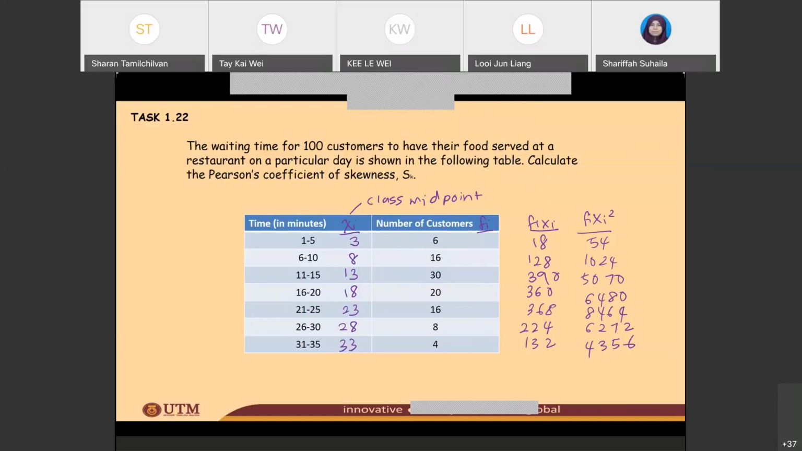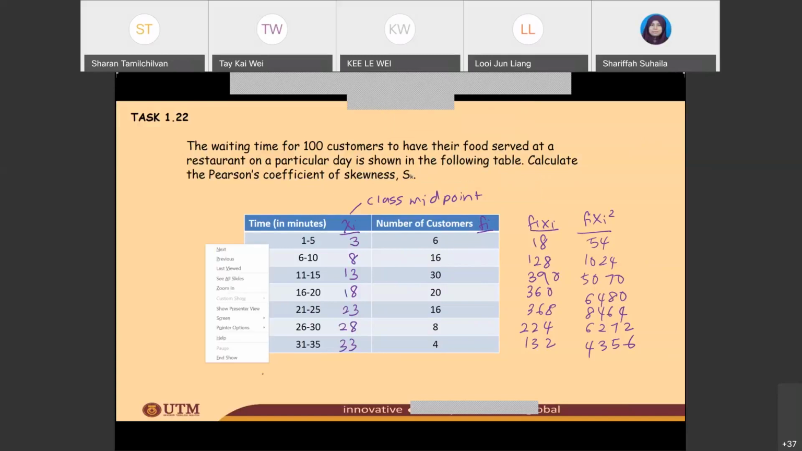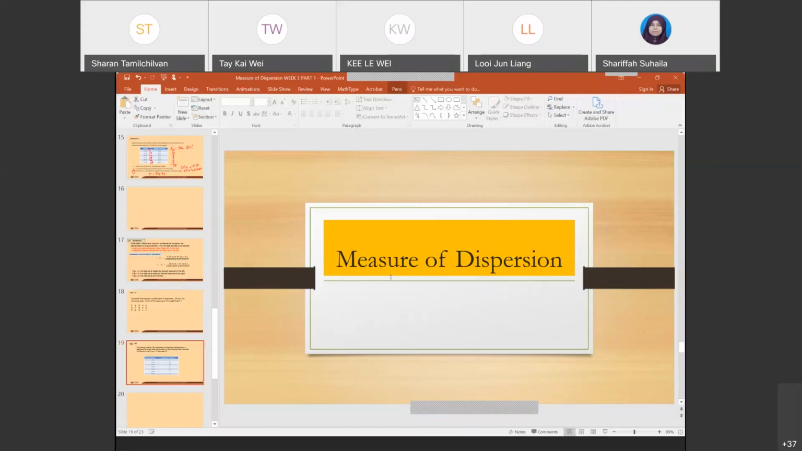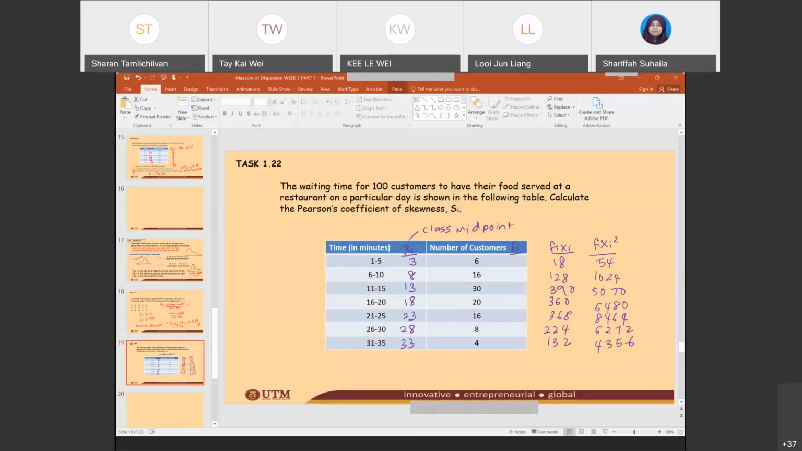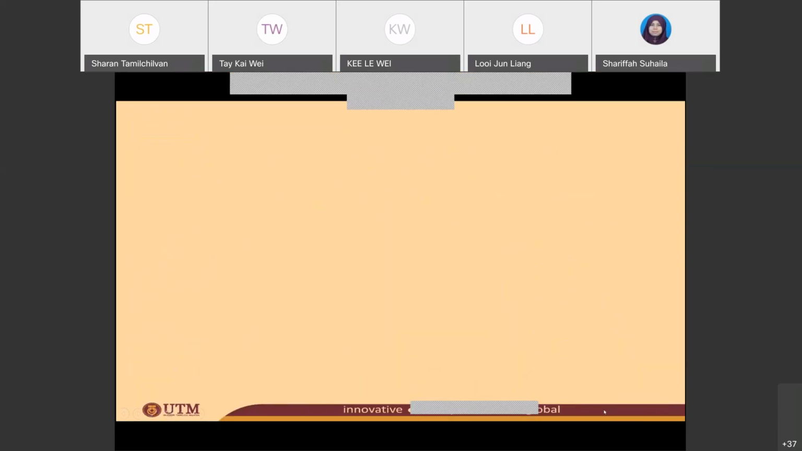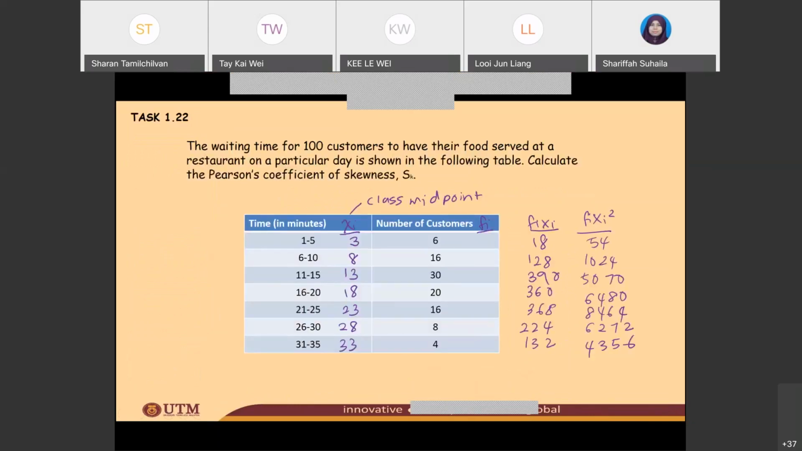Okay, so again, this one you have summation. So that's the mean. You have your mean, your x bar, which is summation fi xi over summation fi. So that's the mean.